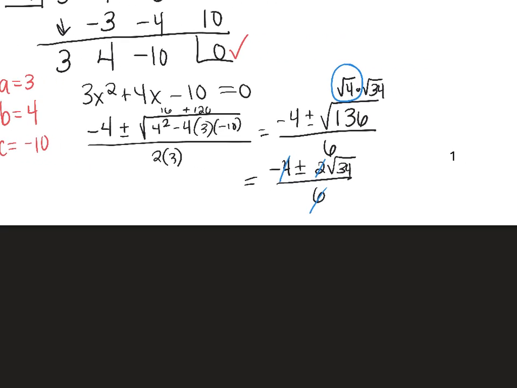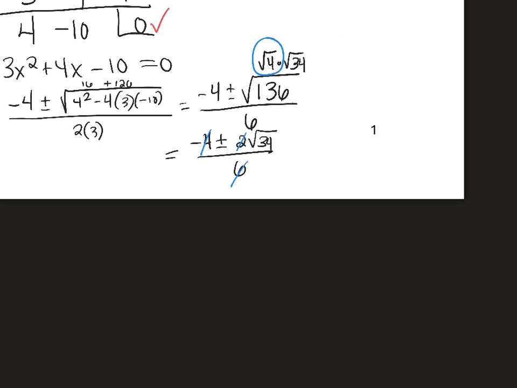You cannot touch what's under the root, but everything outside can be simplified. So we get -4, plus, we don't need to say 1, square root of 34 over 3. Not -4, -2, because we divided by 2. Plus or minus.